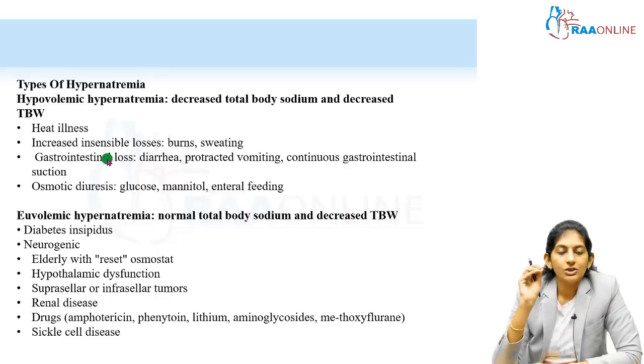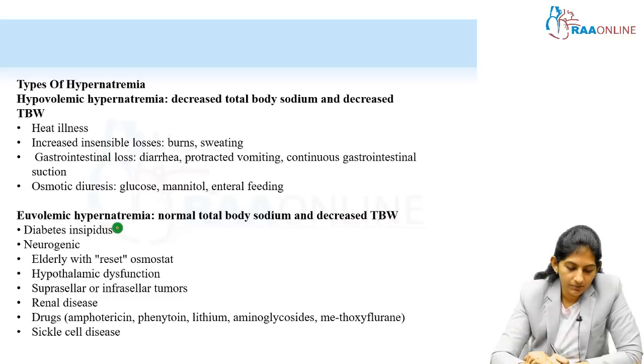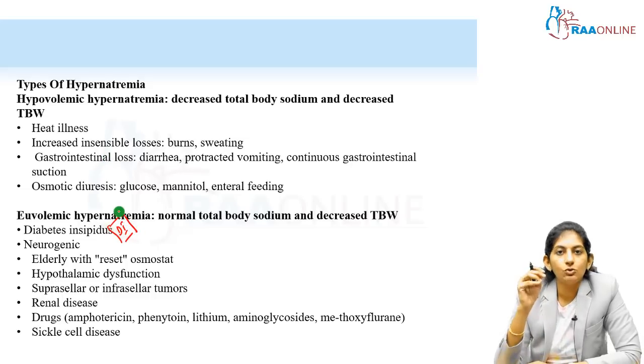Next, coming below, which is euvolemic hypernatremia. The prototype example for this will be our diabetes insipidus. You know diabetes insipidus is a euvolemic state. No edema will be there, isn't it? So diabetes insipidus is the prototype of euvolemic hypernatremia. There will be polyuria, but the volume will be maintained. What else can mimic DI?